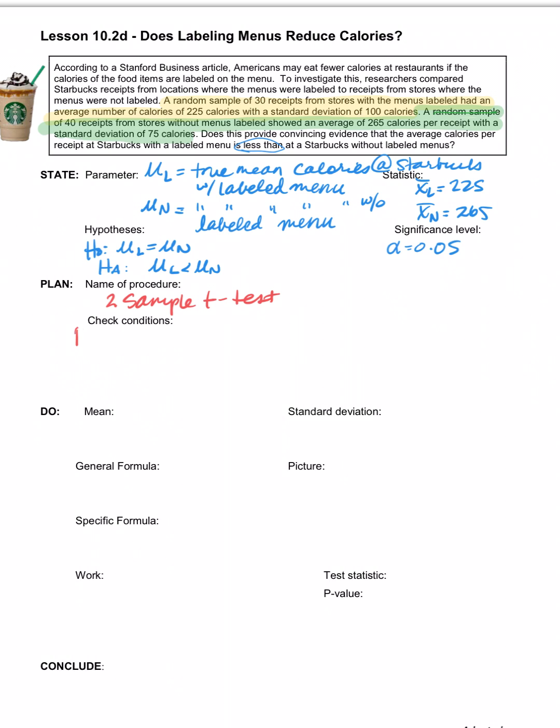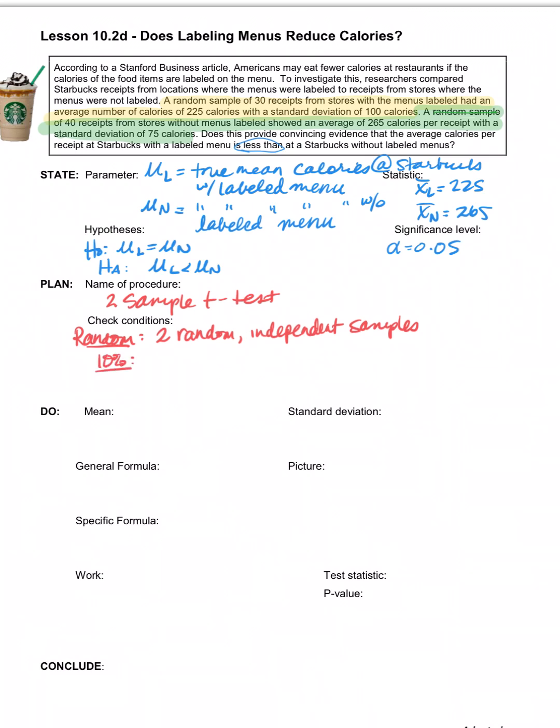Alright, let's check our conditions. Were our samples random and independent? Two different stores, right? So two random, independent samples. In this scenario, do we need to check 10%? Is this an experiment? No, it's just observational. Good.